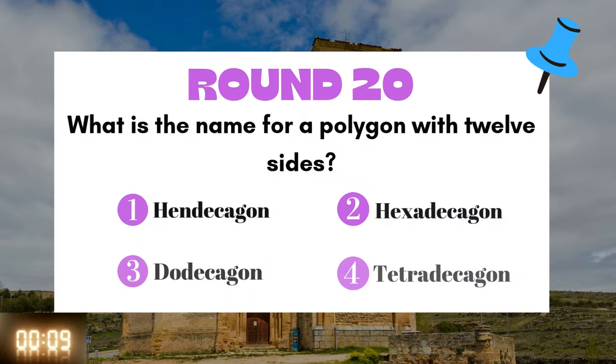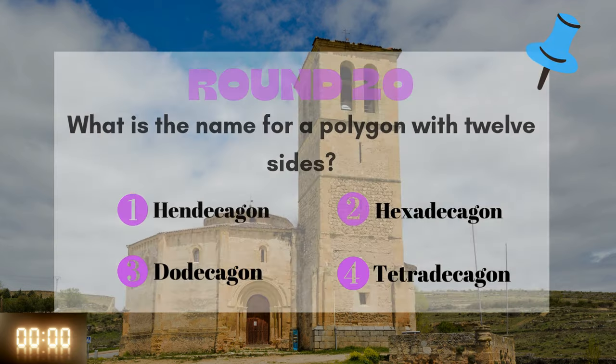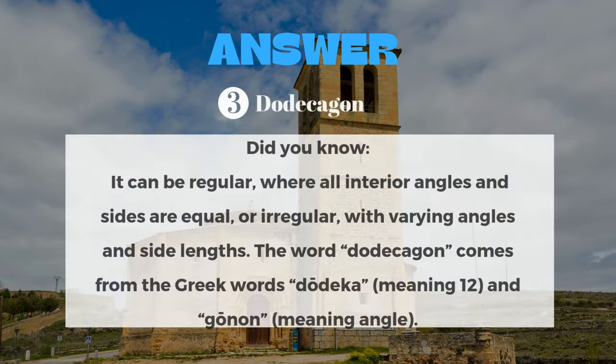Round 20. What is the name for a polygon with 12 sides? The answer 3, dodecagon.